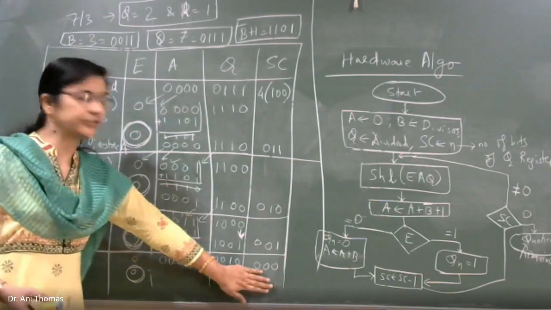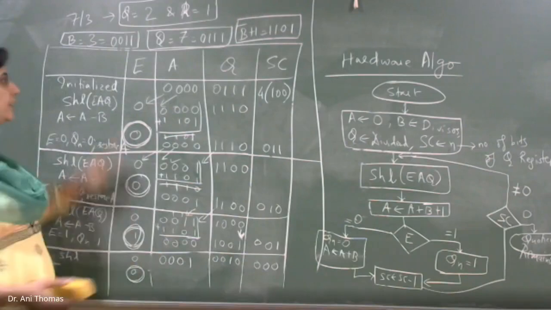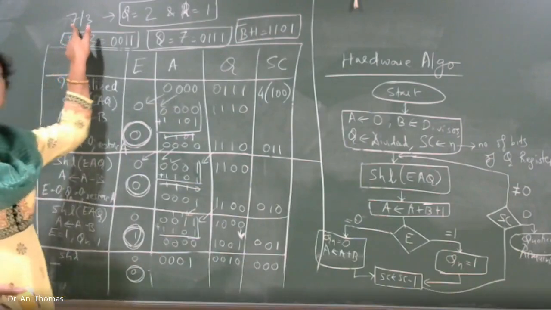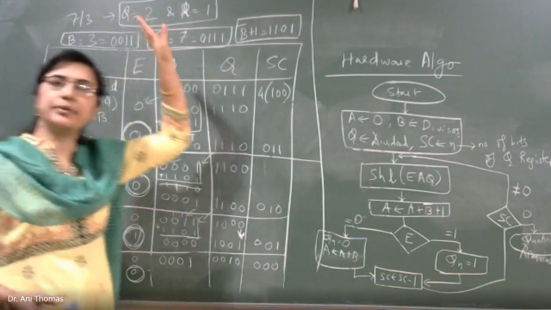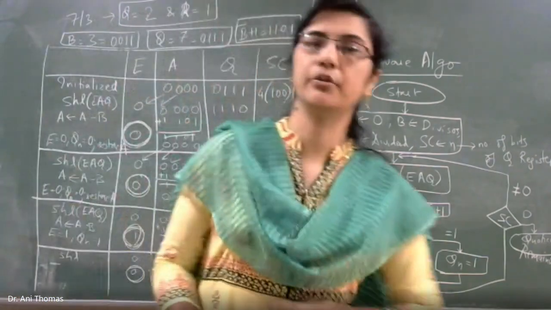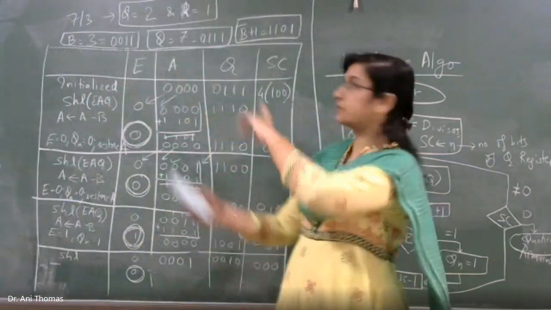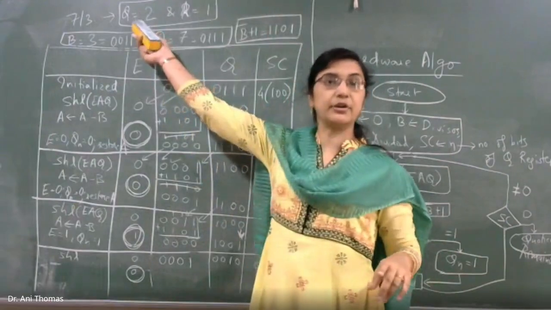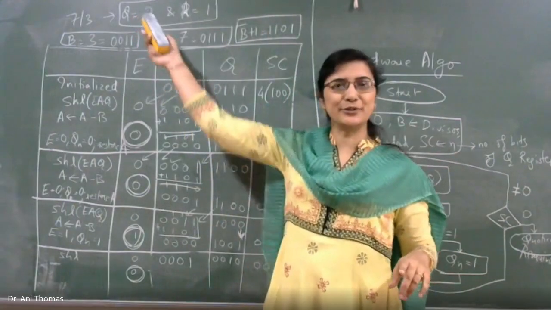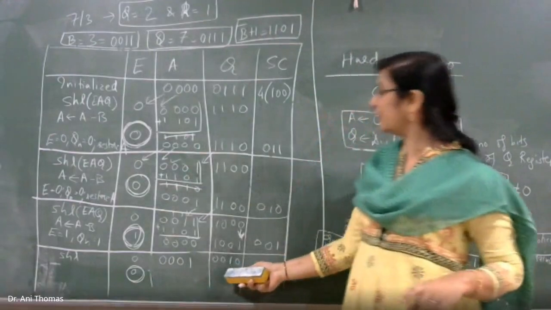After finishing this, when you are doing 7 divided by 3, what should you be getting? What should the quotient be? The quotient should be 2. And what is the binary of 2? It is 0, 0, 1, 0.